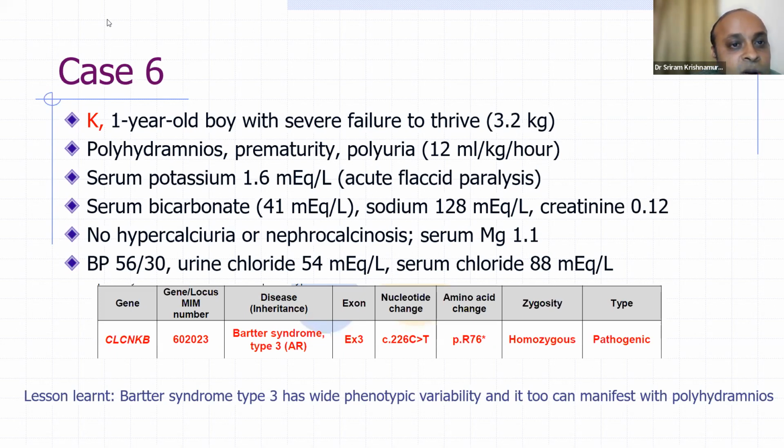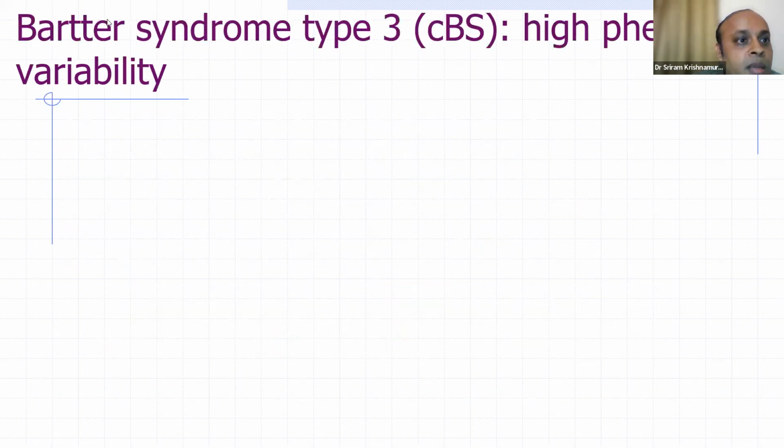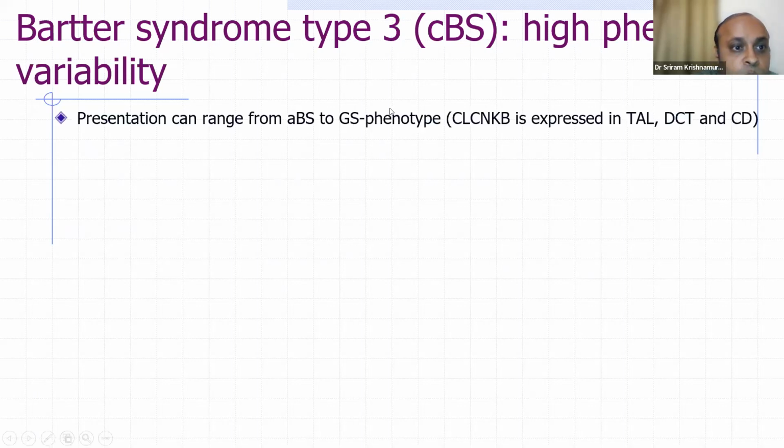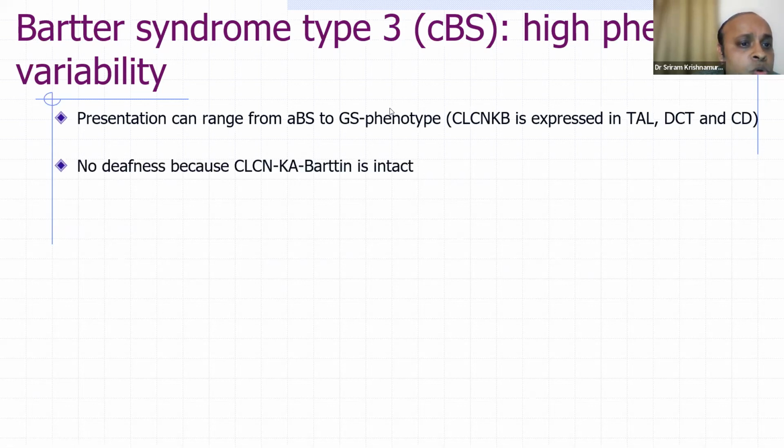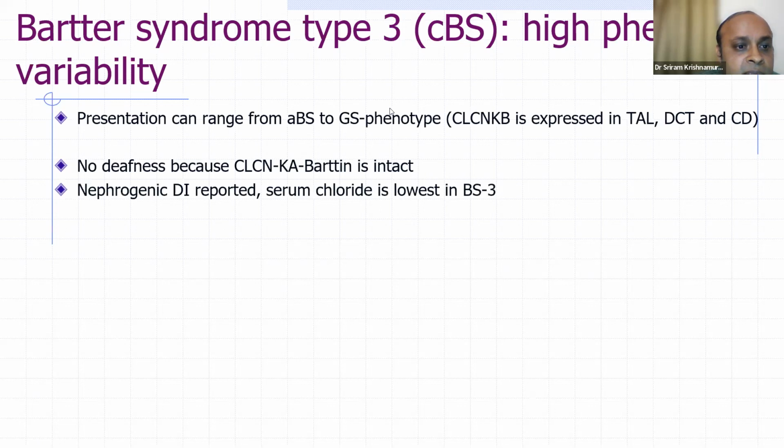It may have an antenatal onset, it may have a classical onset. We generally tend to view type 3 as only classical, but it can have an antenatal onset. Type 3 is so variable that these kinds of atypical presentations have been reported. This can range from an antenatal Bartter to a Gitelman kind of phenotype. There is no deafness in type 3 because the CLCNKA Barttin complex is intact. And nephrogenic DI is reported in this also.